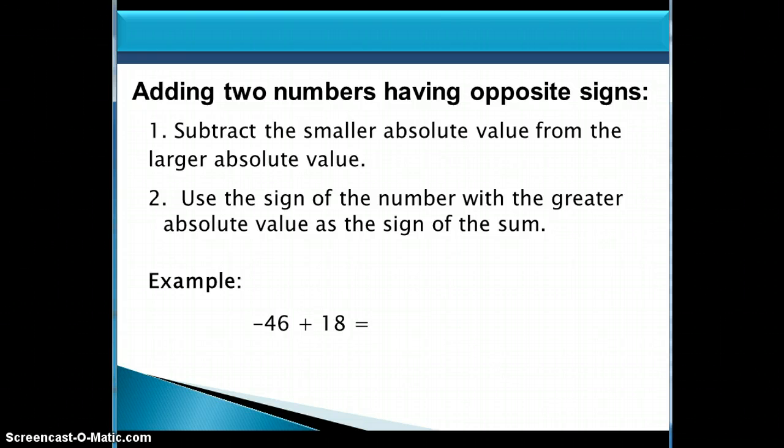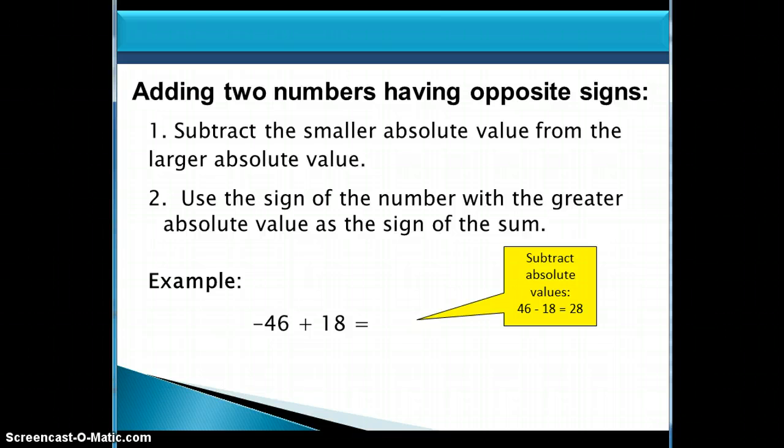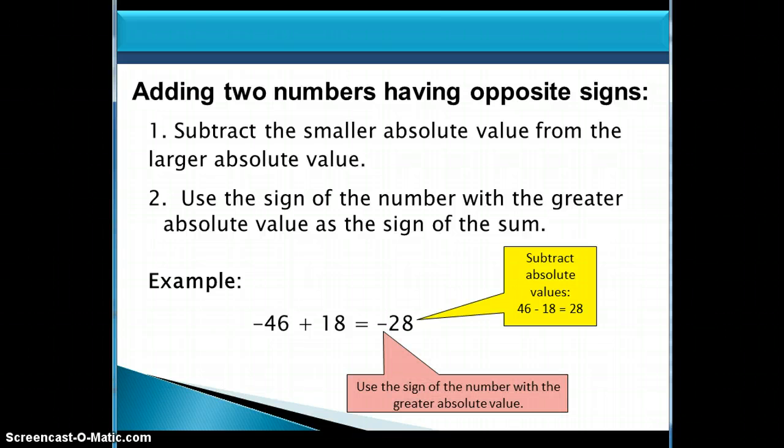Let's look at another example. Let's add -46 to +18. These both have opposite signs again. So we're going to find the difference between their absolute values. So we take 46 minus 18 and we get 28. And then since -46 has the bigger absolute value and it's a negative number, that means our sum must also be negative. So our answer becomes -28.